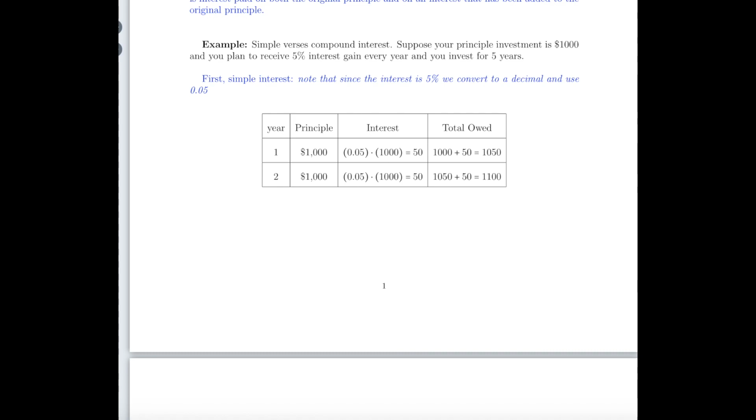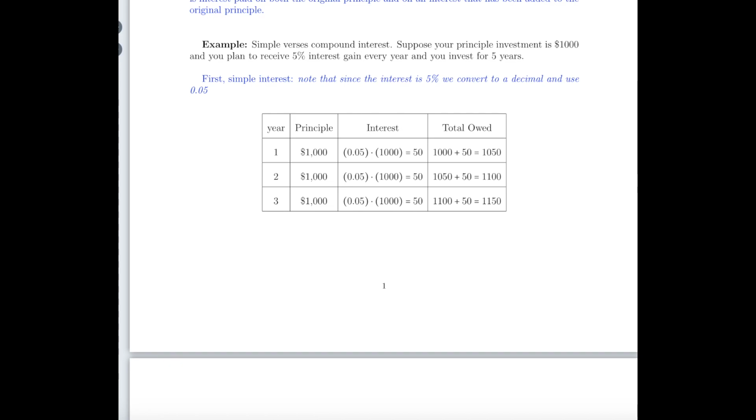Year number 3, we are going to do pretty much the same story as what we did for year number 2, where the principal is $1,000, our interest is 0.05 multiplied by $1,000, which is $50. And again, for that total owed, we are adding the previous total owed with the interest. So the $1,100 that we owed from the 2 years added with the $50 is $1,150. I guess we don't owe, I think we're investing in this example. My bad. So we're gaining, not owing. So $1,100 was the gain from year 2. We add another $50 from interest, so now our total gain is $1,150.